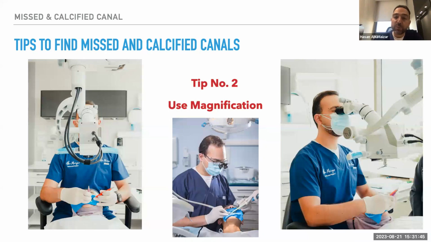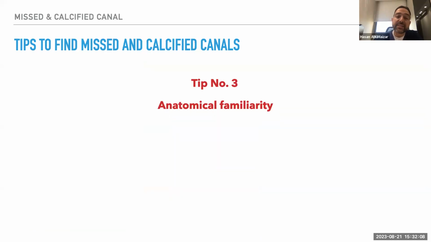Try to use magnification. Microscopes definitely are now the standard for endodontics generally, and endodontists usually use microscopes, but at least every general dentist can use magnification with loupes and with headlights. They're very useful. The other thing is that we should know more about the anatomy of the teeth, and we've already learned that in the universities.